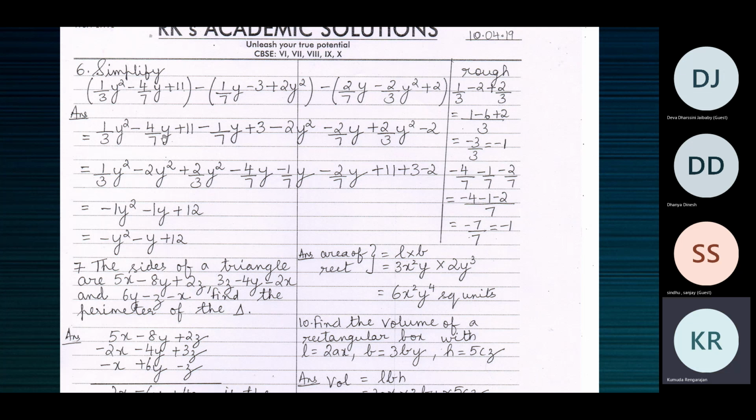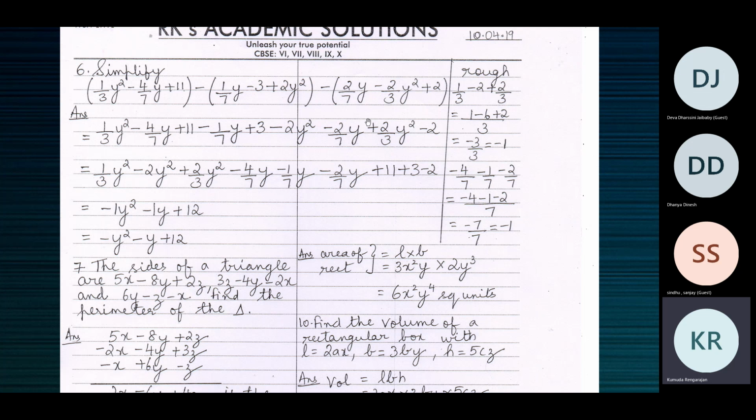Now we will have to collect the like terms. This is the first step in simplification. Whenever brackets are used, we need to remove them. How? By multiplying the terms inside the bracket with the sign outside the bracket, that is, preceding the bracket. When you do that, you can get rid of the brackets everywhere.